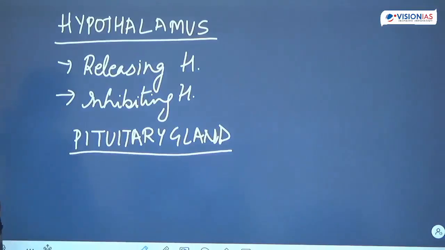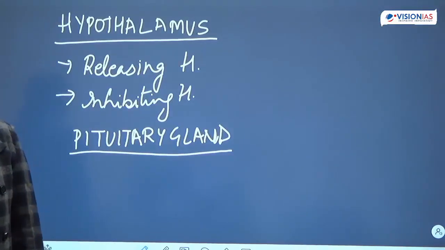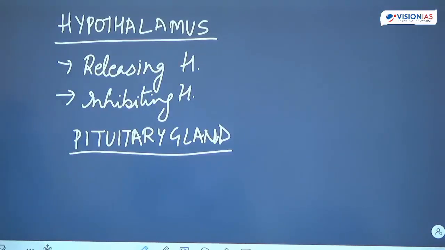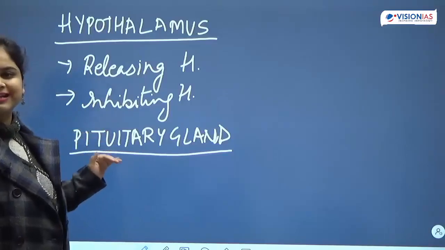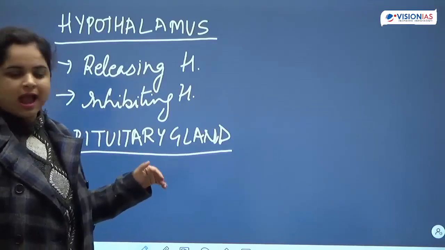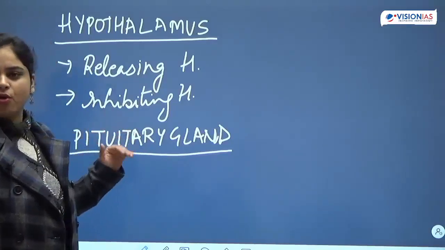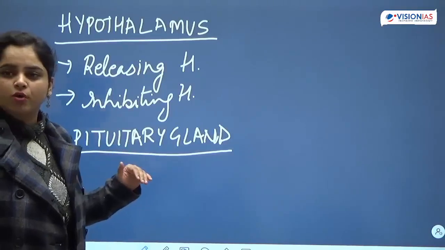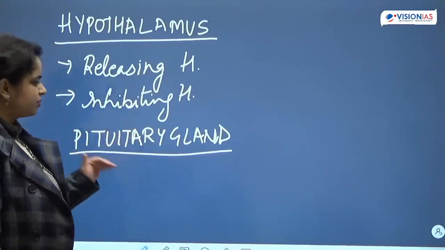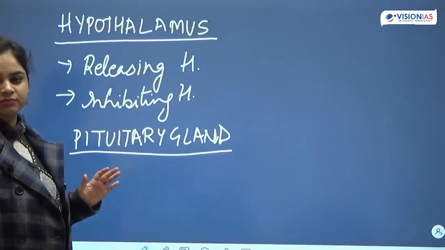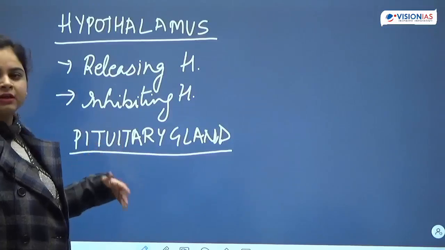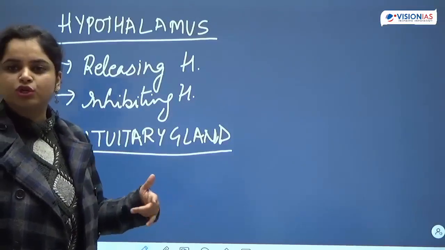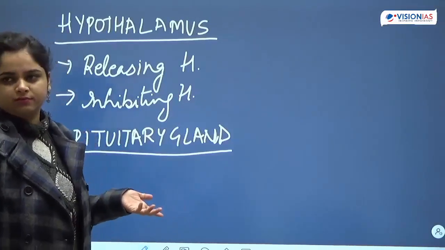How are these two related with pituitary? The releasing hormone of the hypothalamus, when this is given out, then pituitary starts giving out its secretion, and inhibiting hormone does the opposite. The effect is opposite. When inhibiting hormone releases, then pituitary will stop doing its function. This promotes it to release the hormone. Inhibiting will, by its name you can understand, promote it to stop the secretion.